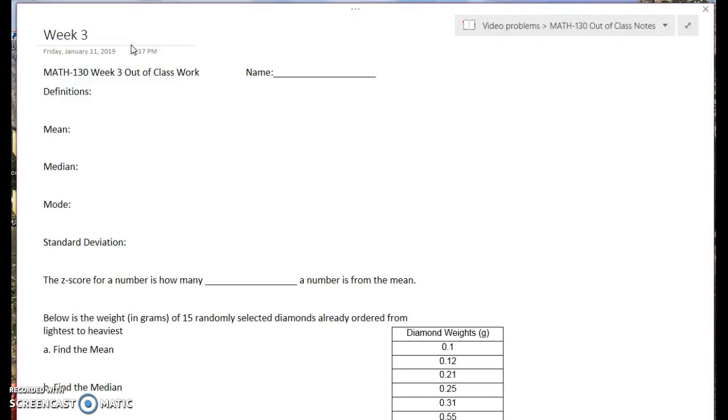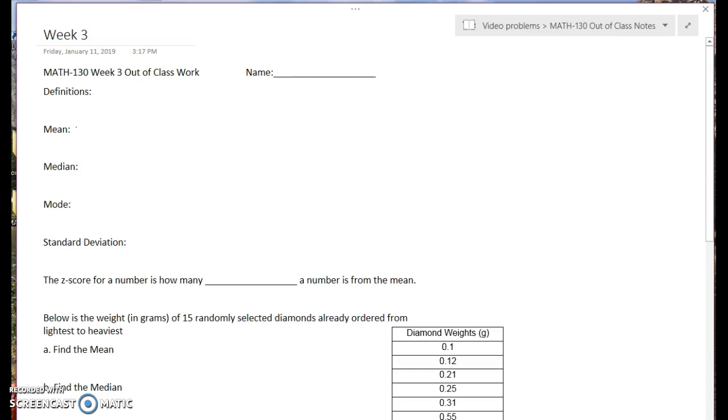Okay, so this week we're going to get some basic definitions of measures of center and measures of spread, and then we're going to do some examples. Again, like always, we'll go much more into detail with these when we are in class, but for right now, let's just get a general sense of what we're going to be doing.